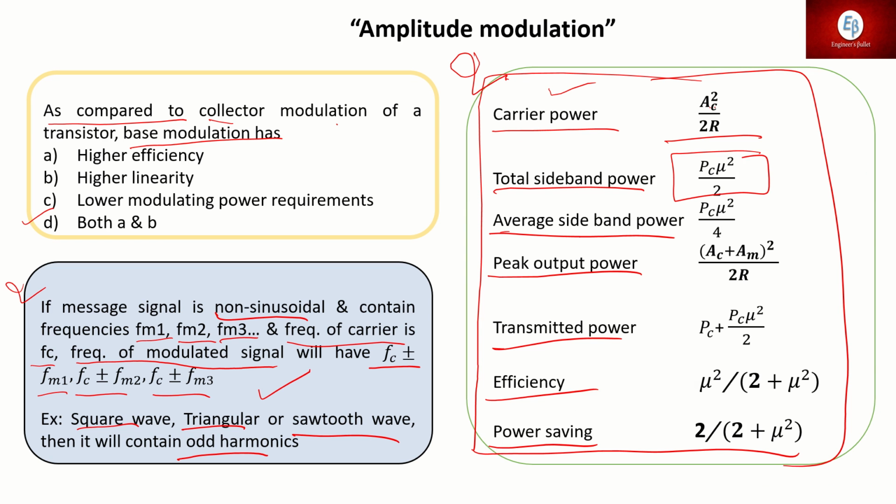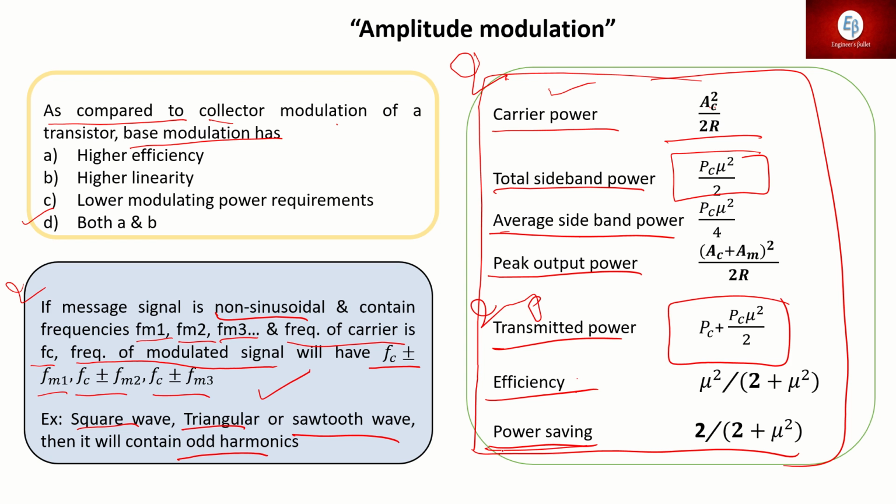Average sideband power is just half of the total sideband power. Peak output power is AC plus AM square by 2R. Transmitted power is PC into 1 plus mu square by 2. This is a very important formula. Efficiency is mu square upon 2 plus mu square in case of a sinusoidal wave.